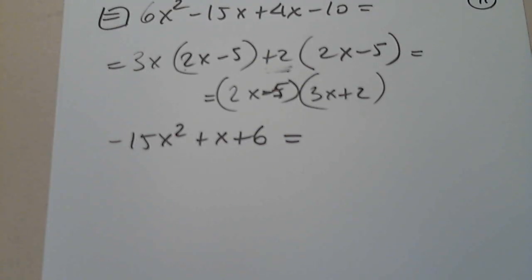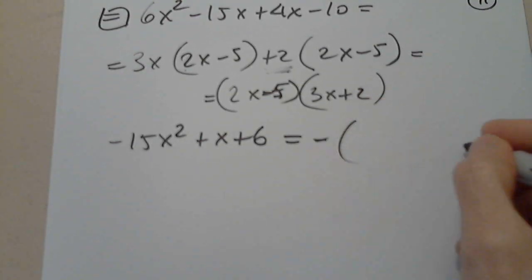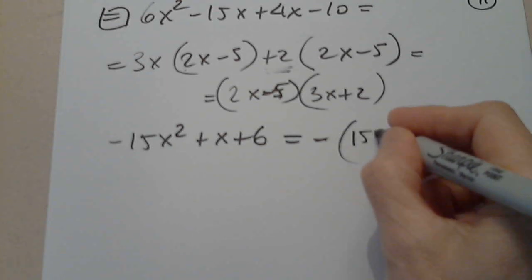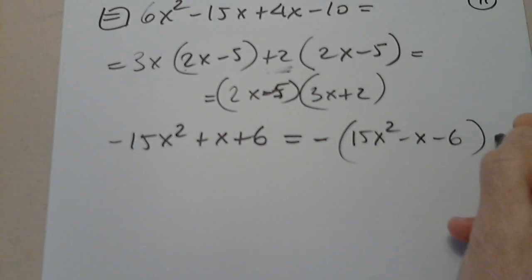Can anyone tell us what you will mandatorily do first, for sure? Oh, factor out the negative 1. Yes, you have to. If you don't, you're making your life way more difficult. 15x squared minus x minus 6.